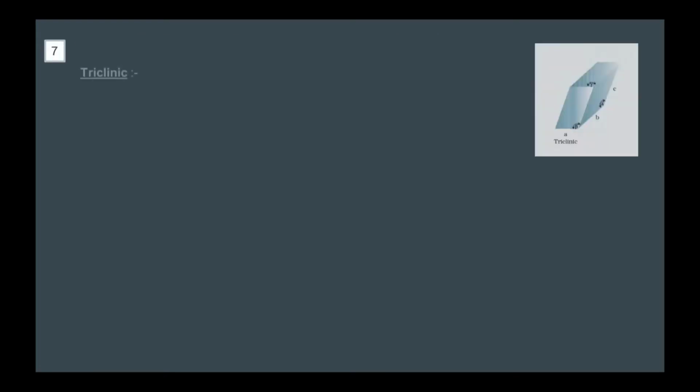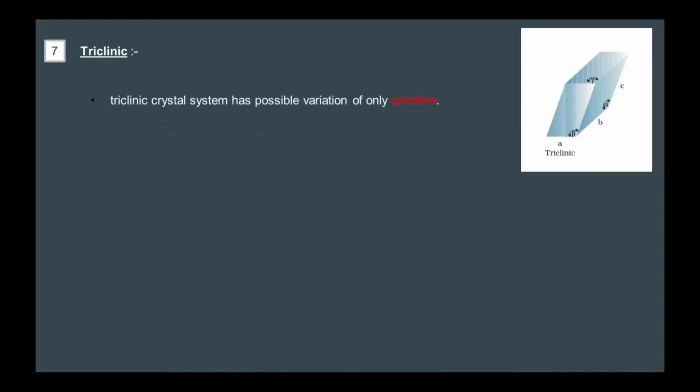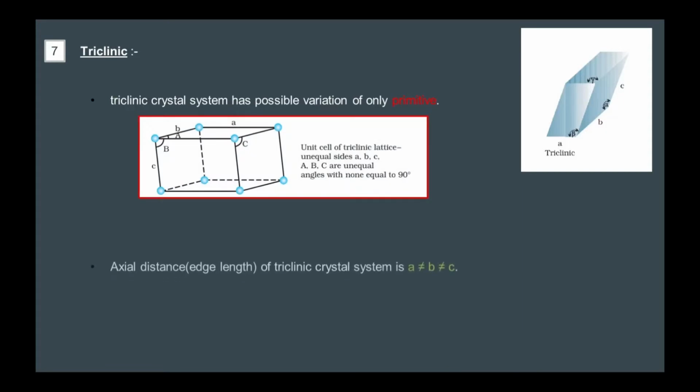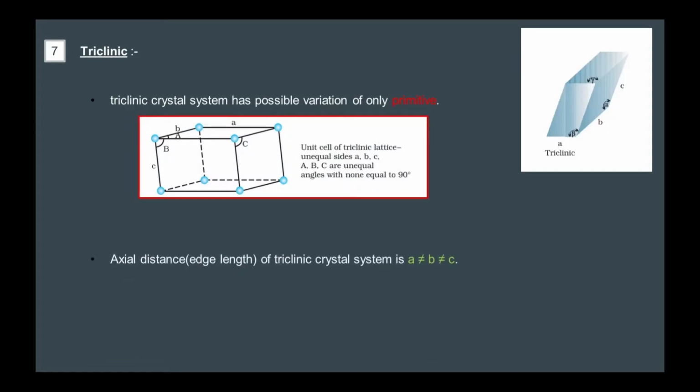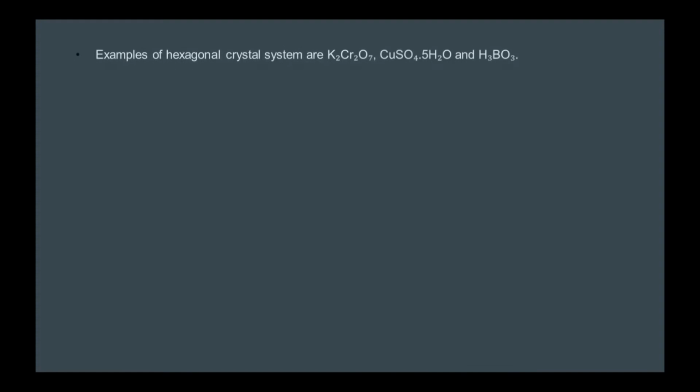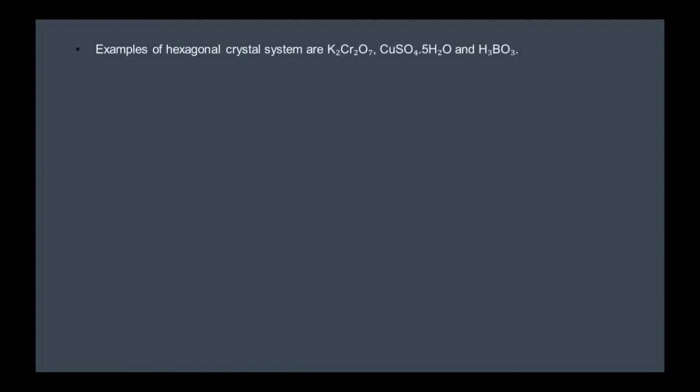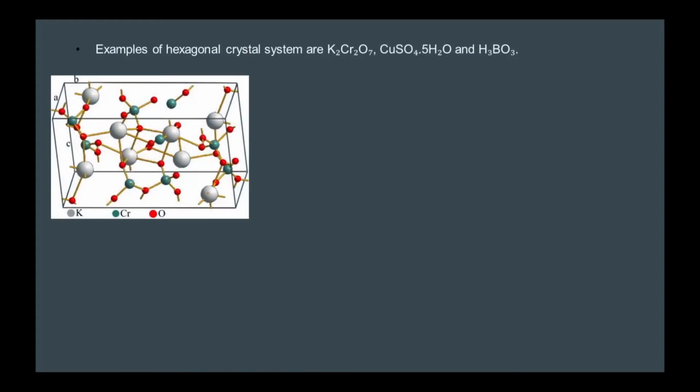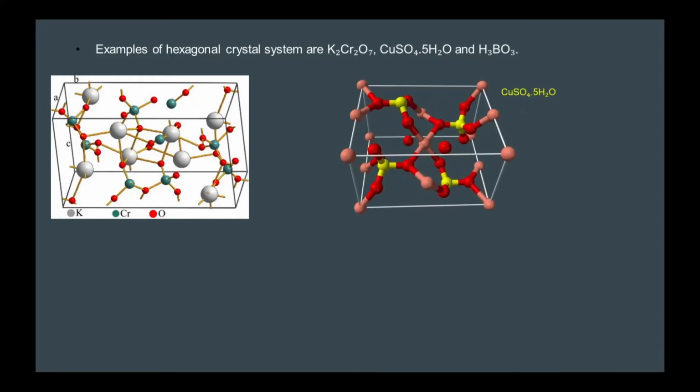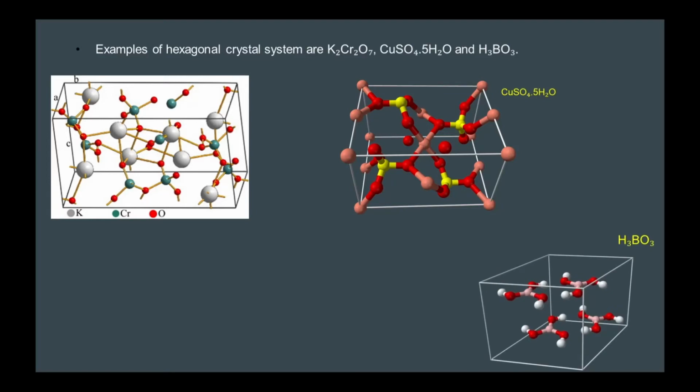7. Triclinic. The triclinic crystal system has possible variation of only primitive. Axial distance or edge length of the triclinic crystal system is A not equal to B not equal to C. Axial angles are alpha, beta, gamma not equal to 90 degrees. Examples of triclinic crystal system are K2Cr2O7, potassium dichromate, CuSO4.5H2O, copper sulfate pentahydrate, and H3BO3, boric acid.